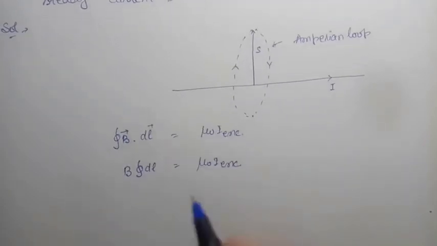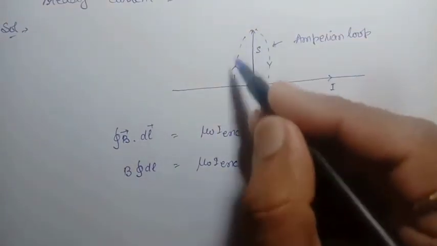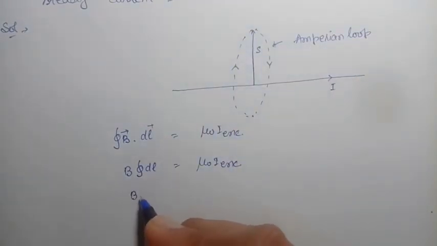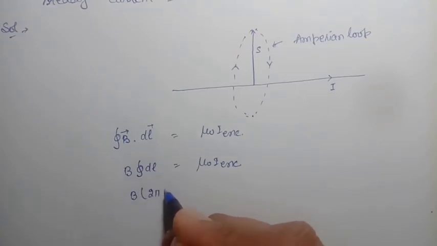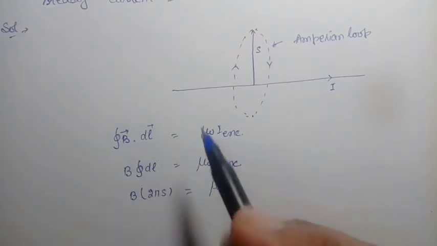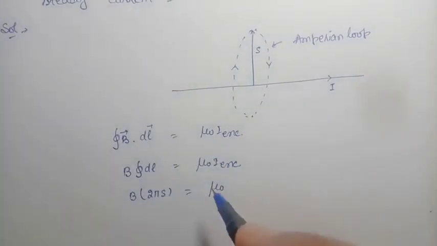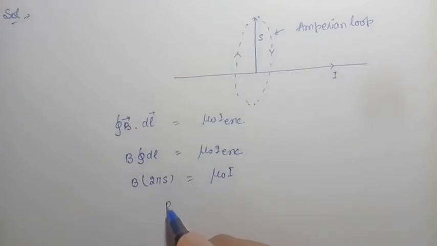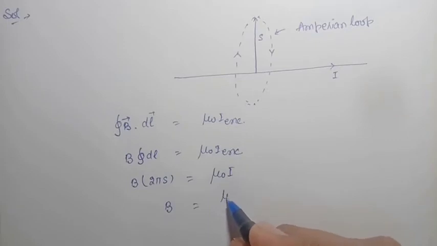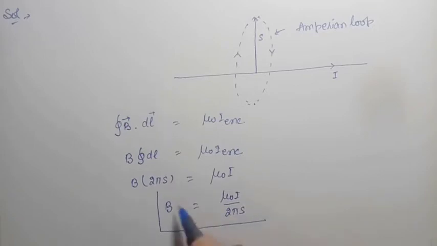Then we can write B dl, and when we integrate over this circle, we get B times 2 pi s, and this is equal to mu naught I enclosed. As per our problem, we have a steady current I, so I enclosed is equal to I, so we can write the magnetic field as mu naught I over 2 pi s. So this is the magnetic field at a distance s from a long straight wire.